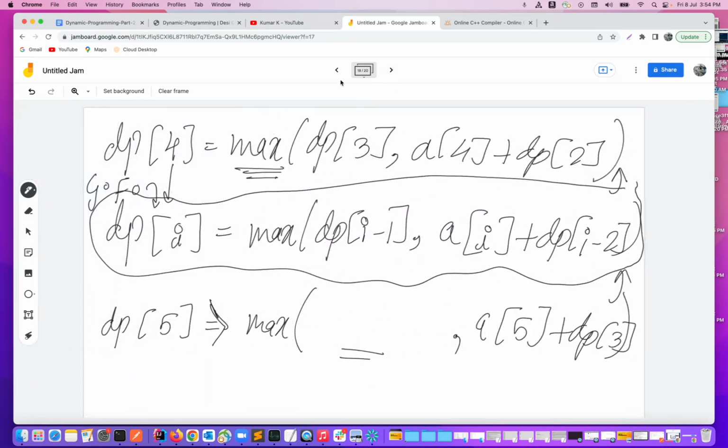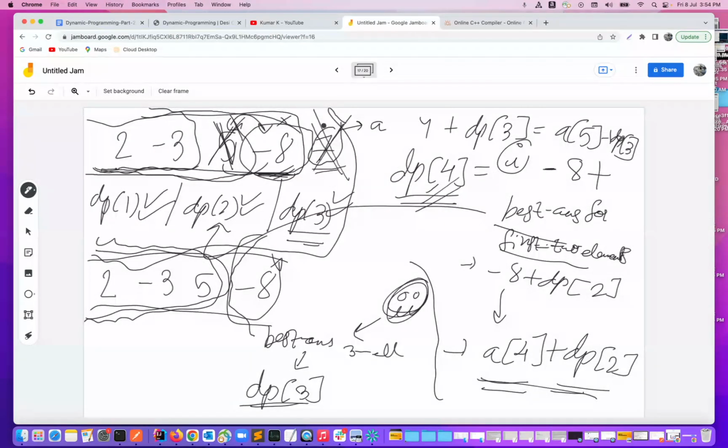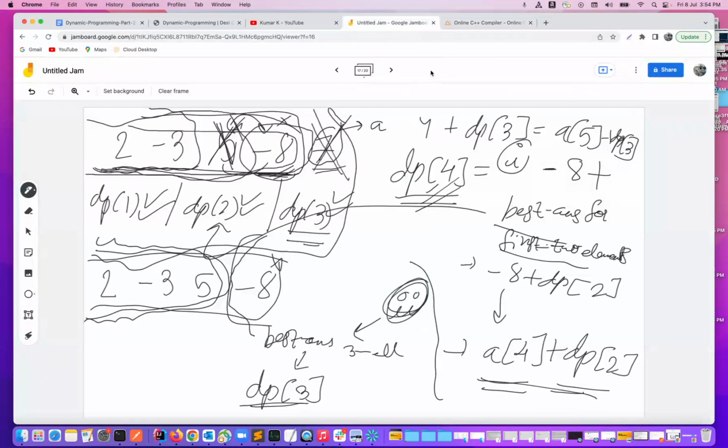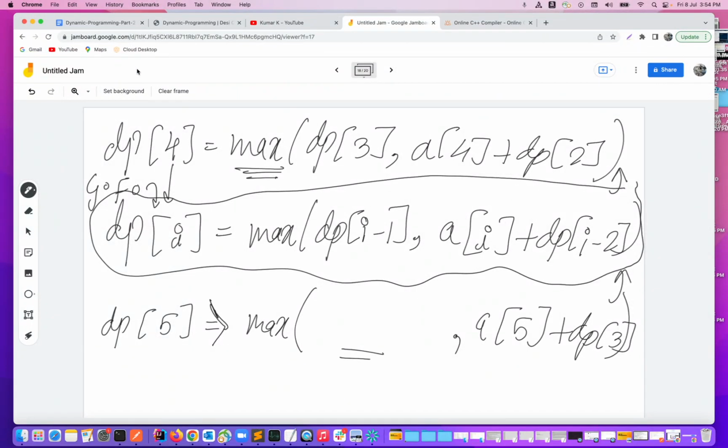So if we ignore the fifth element, which is 7, then the answer is nothing but the best answer of the first four elements, guys. So the first four elements' best answer is what? It's dp of 4. So the other option which we have is dp of 4. So that's why the final formula is what? dp of i is max of dp of i minus 1, and A of i plus dp of i minus 2.